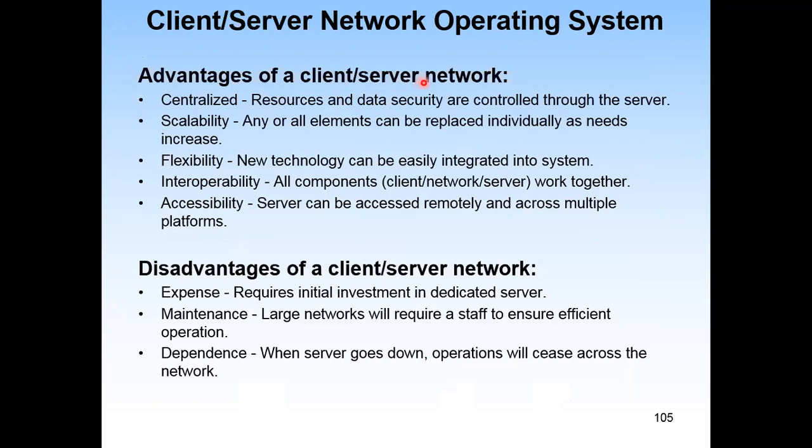Advantages of a client-server network: centralized resources, and data security is controlled through the server. Scalability: any or all elements can be replaced individually as needs increase. So it is scalable, flexible, centralized. New technology can be easily integrated into the system. Interoperability: all components work together, client, network, server. Accessibility: the server can be accessed remotely across multiple platforms. So these are some benefits of using a centralized system.